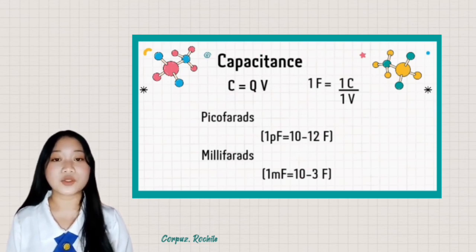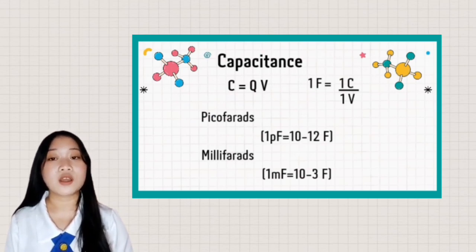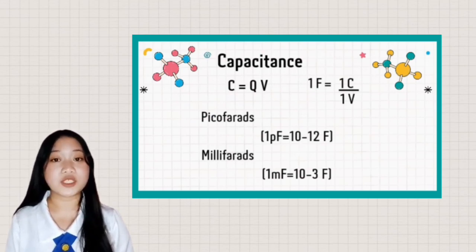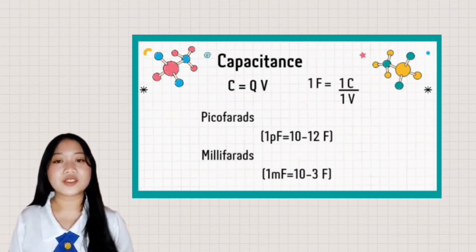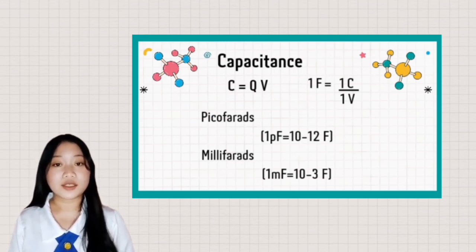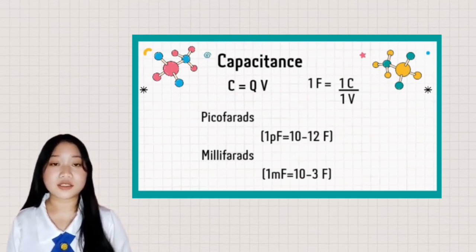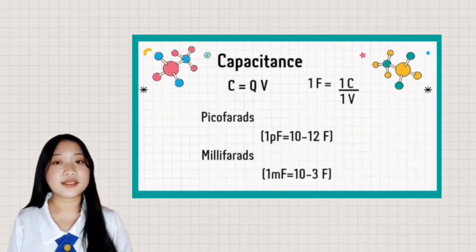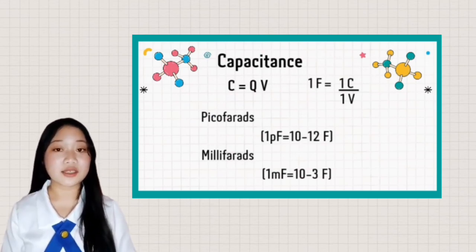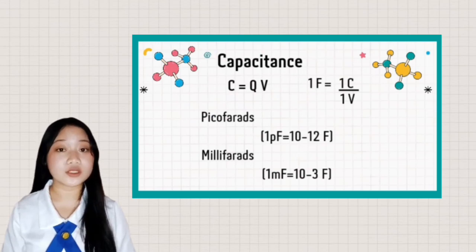So let's move on to capacitance. What is capacitance? Capacitance, or C, is the amount of charge per volt, or C equals Q over V. The unit of capacitance is the farad, or F, named after Michael Faraday, 1791 to 1867, an English scientist who contributed to the field of electromagnetism and electrochemistry.